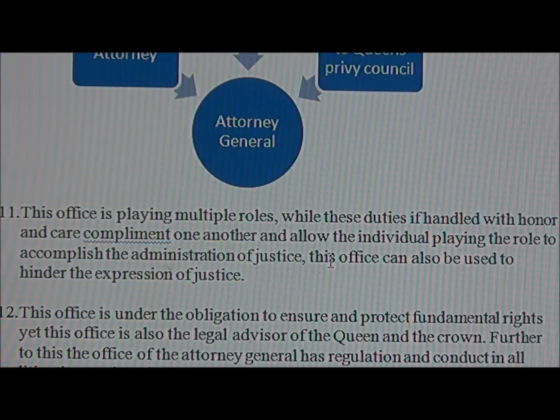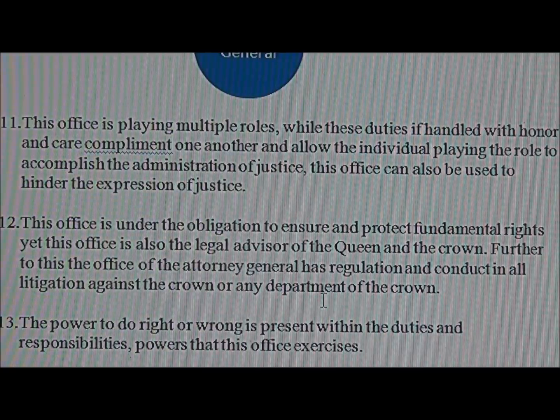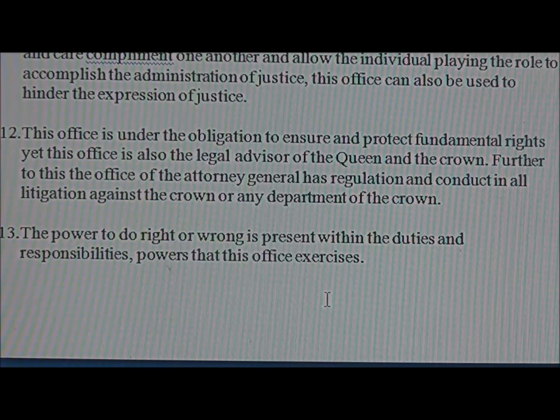This office is playing multiple roles. While these duties, if handled with honor and care, complement one another and allow the individual playing the role to accomplish the administration of justice, this office can also be used to hinder the expression of justice. This office is under obligation to ensure and protect fundamental rights and freedoms, yet this office is also the legal advisor of the Queen and the Crown. Further to this, this office of the Attorney General has regulation and conduct in all litigation against the Crown or any department of the Crown.